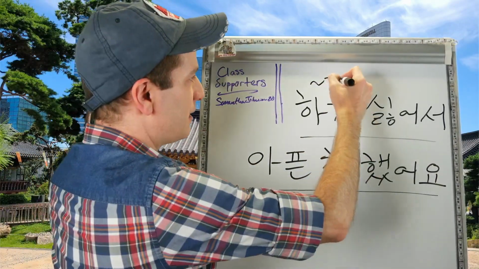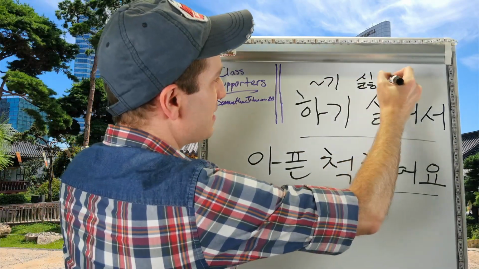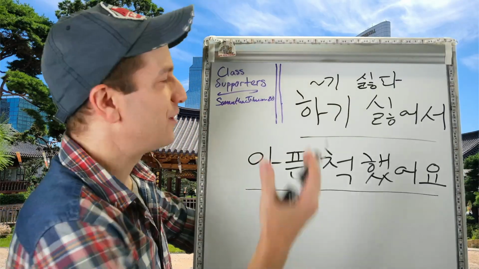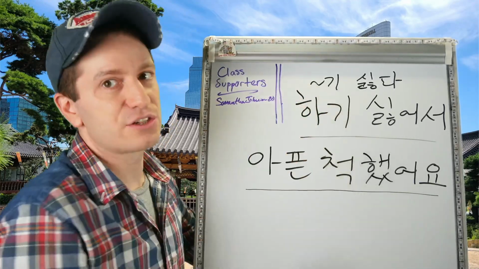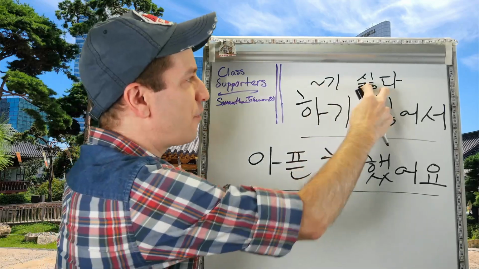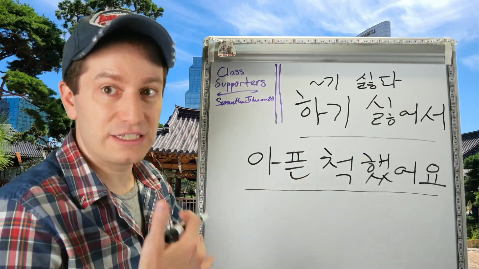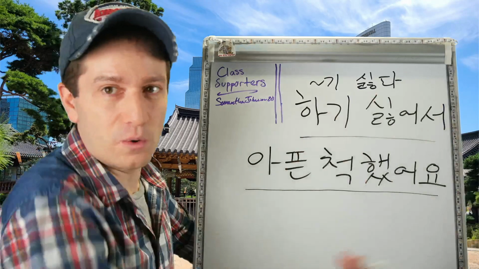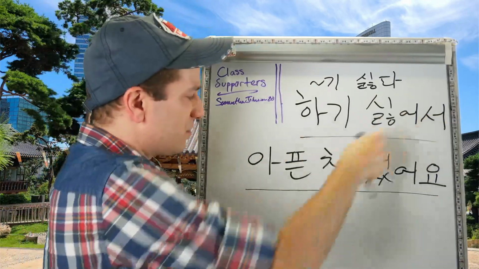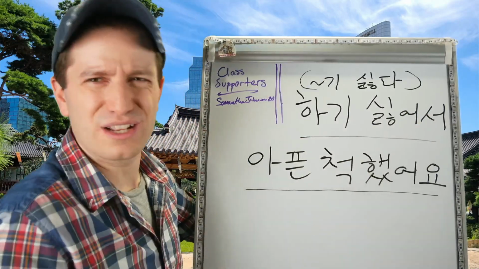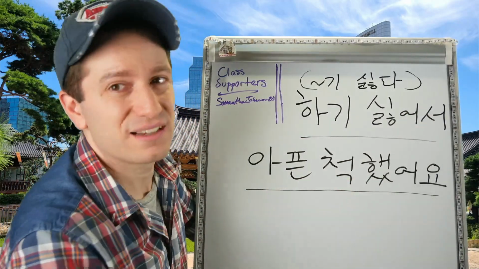This form here, 기 싫다, is a colloquially, commonly used in speech form that means you don't want to do something. So you would take the verb stem, the action verb stem, and you attach 기, followed by 싫다. So 가기 싫어요. I don't want to. 가다. I don't want to go. 하기 싫어요. I don't want to. 하다. To do it. 하기 싫어서 아픈 척 했어요. So I didn't want to do it. So I just pretended to be sick.